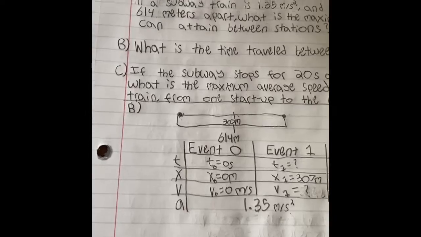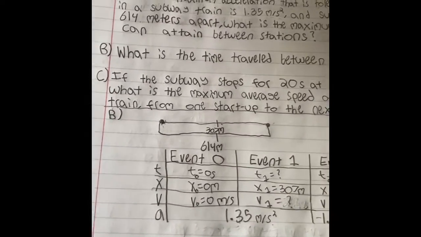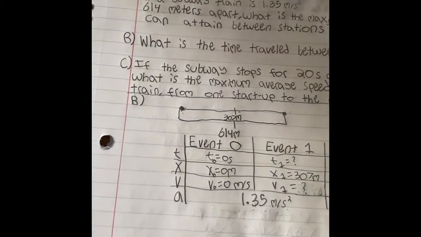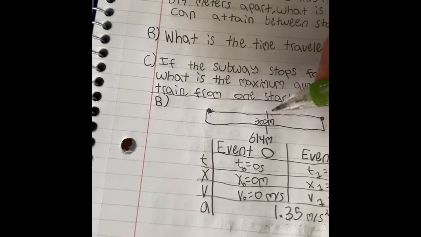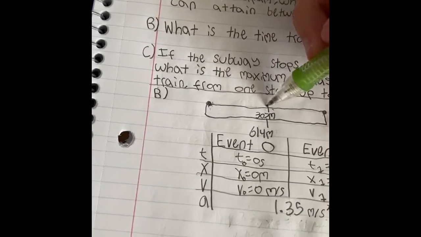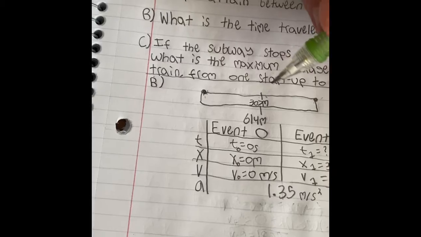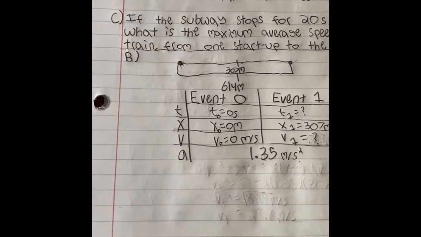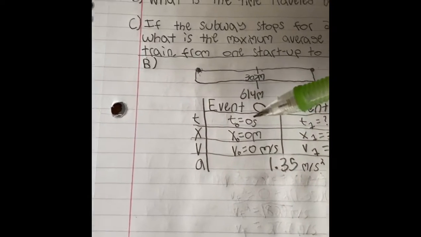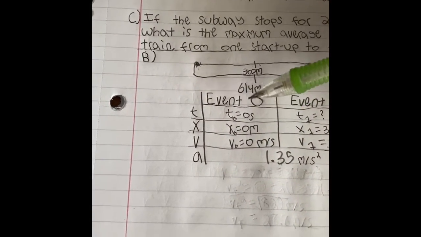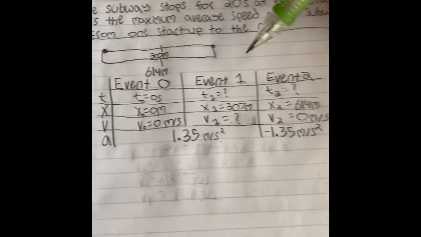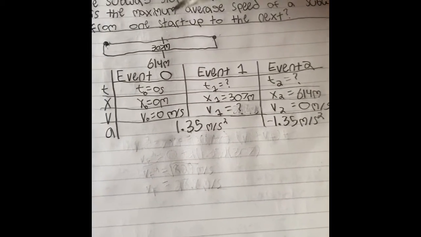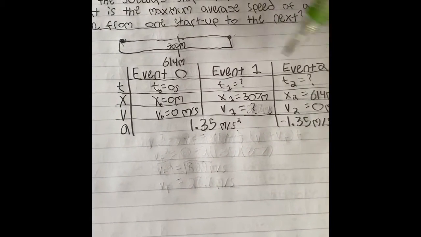Now in order to find the maximum speed that it can obtain before it has to start slowing down again, we have to find the halfway point, because that's where it's going to hit its max speed before it has to start slowing down in order to come to a stop at the station. So we can set up a chart like this with event 0, 1, and 2. Event 1 being the halfway point and event 2 being station B.